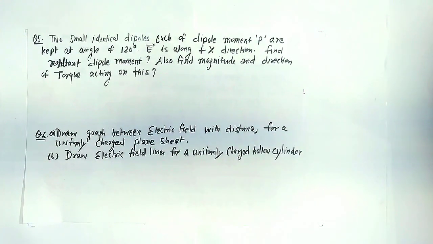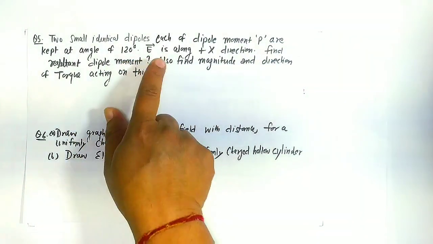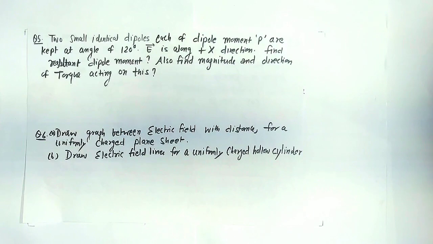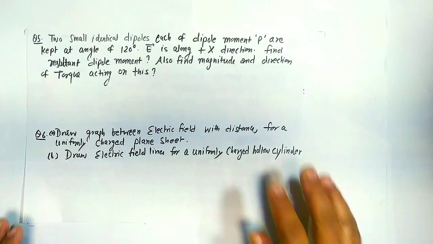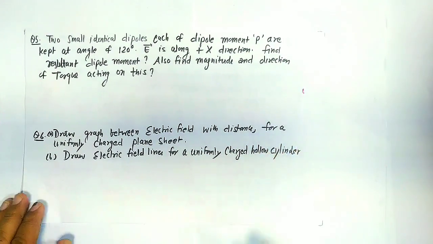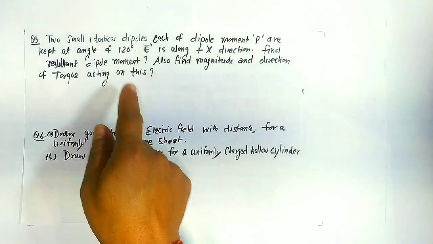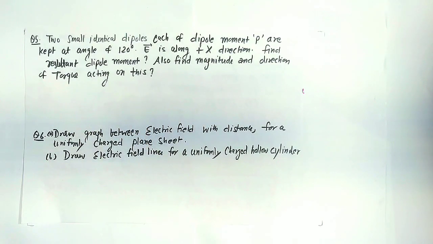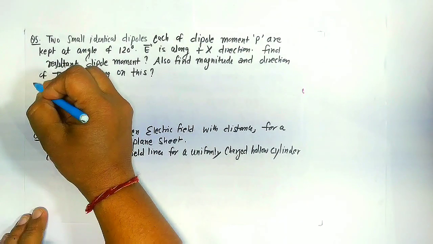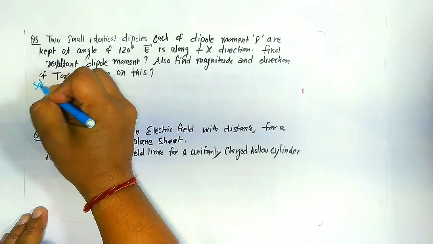What is question number 5? Here are given two small dipoles, each of dipole moment P, kept at an angle of 120 degrees. E is along the positive x direction. Find the resultant dipole moment. Also find the magnitude and direction of the torque acting on this. So this is the question which was asked in 2012 also in the exam. And what will be the solution?